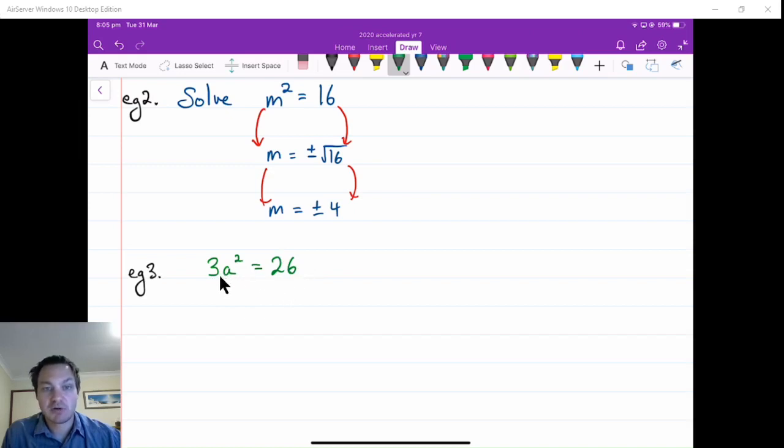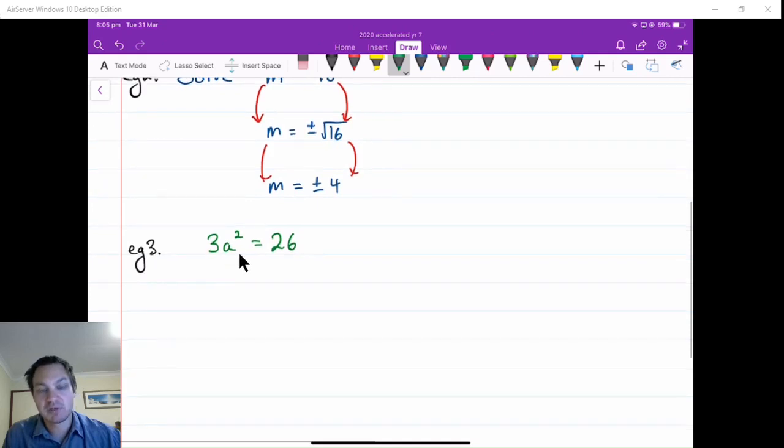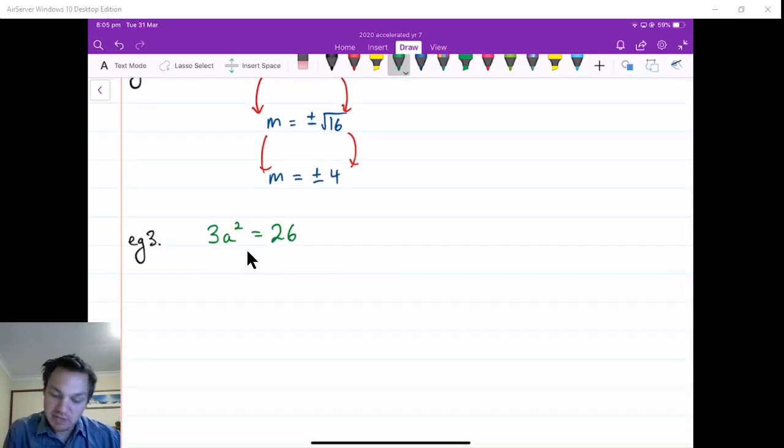Now, we've looked at 3a squared before as an expression, as a term, meaning 3 times a times a. So let's solve this, and the first thing we'll do is divide both sides by 3, wouldn't we?